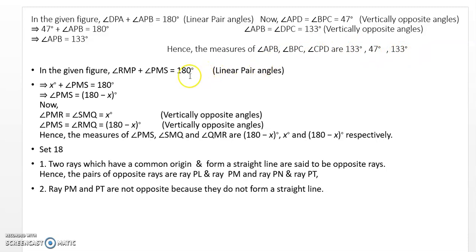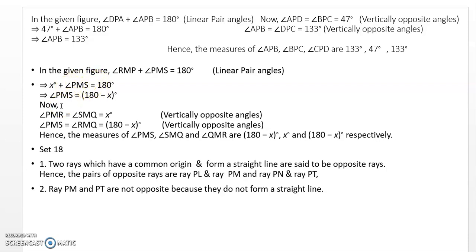Now the next question, question number 2. In the given figure, PQ and RS intersect at point M and PMR is equal to x degrees. Here, instead of some value, they have taken a variable x. It is asked to find the measures of PMS, SMQ and QMR. Once again we will use the same concept. Angle RMP and angle PMS add up to 180 degrees. RMP is x and PMS you don't know, so it will be 180 minus x.